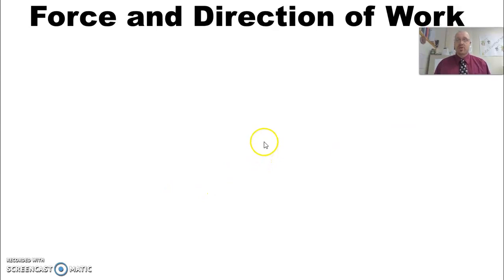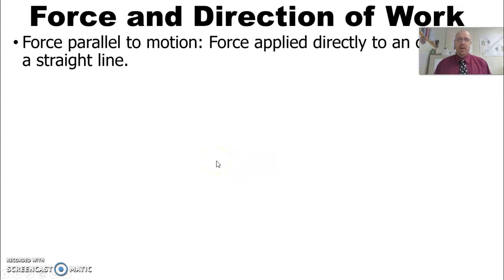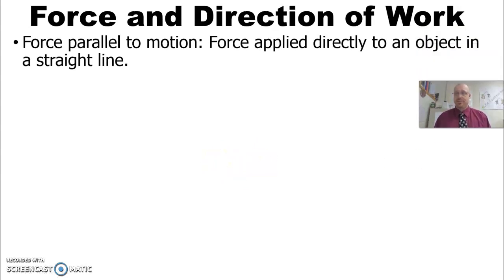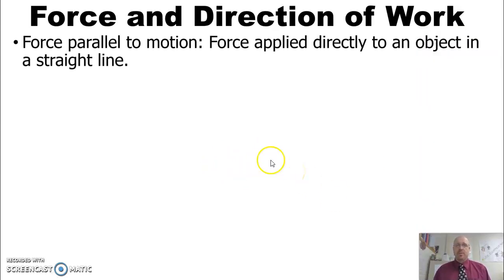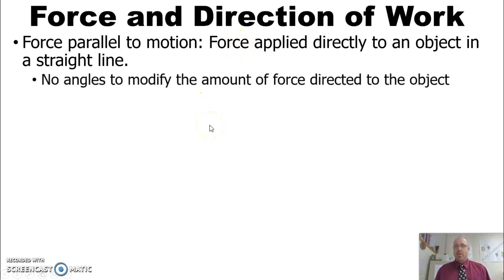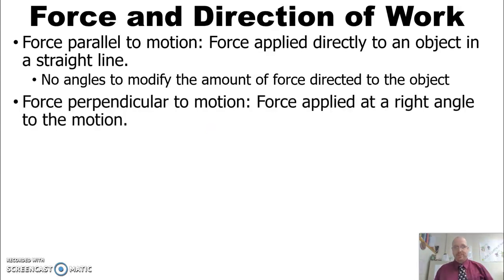So force and our direction of work. We've already learned that if you don't have any distance, there's no work done. But now we're going to talk about the direction of the force. So force that is parallel to motion. That means force is applied directly to an object in a straight line. So we're not pushing off at any angles. It's a straight-on push, parallel to motion. When we do this, there are no angles that modify the amount of force directed on an object. So the amount of force that we put in is directly applied to the object.